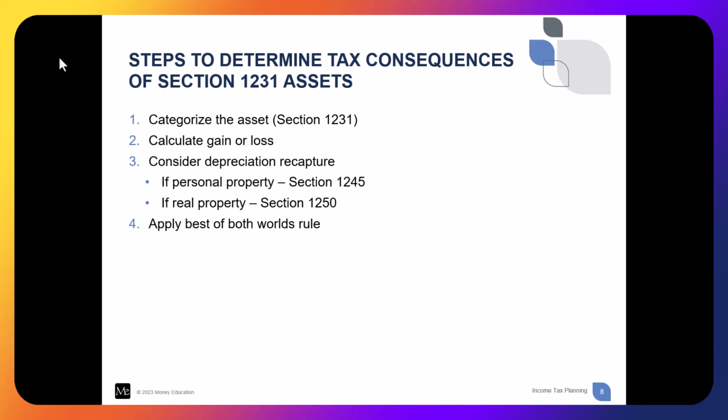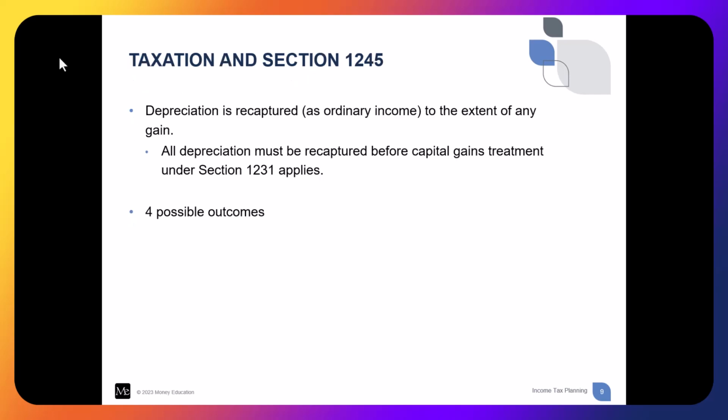Steps to determine the tax consequences of Section 1231 assets. Categorize the asset. So, is it a 1231 asset? Calculate the capital gain or loss. Consider if there's recapture. If it's personal property, it's 1245. If it's real property, it's 1250. Apply the best of both worlds rule. Depreciation is recaptured as ordinary income to the extent of any gain for 1245.